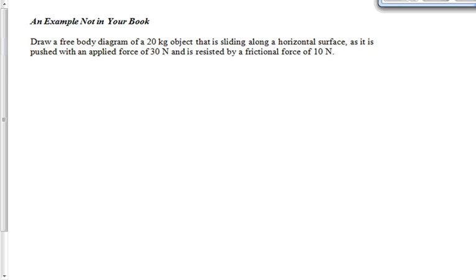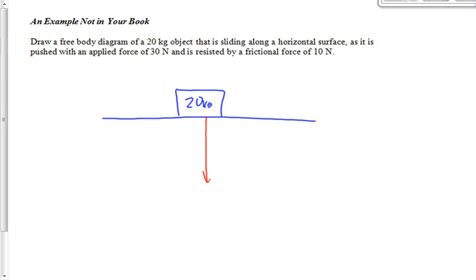Okay, let's give it a whirl here. I've got a 20 kilogram object on the floor. We don't have to label the 20 kilograms technically to make it a free body diagram, because free body diagrams show forces, not masses. But we might as well label it, because at some point when we're solving problems, we've got to write down our givens anyways. Might as well just do it as part of the diagram. We've got a force of gravity acting down.